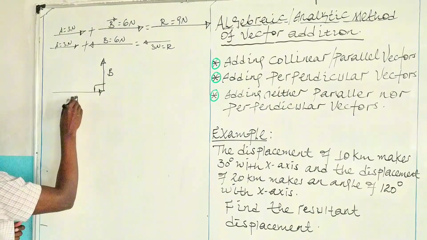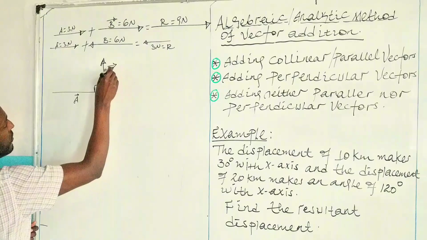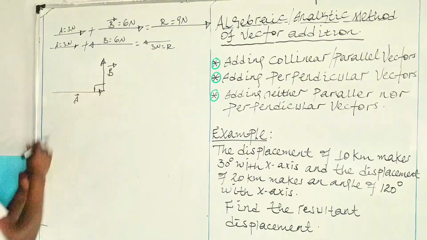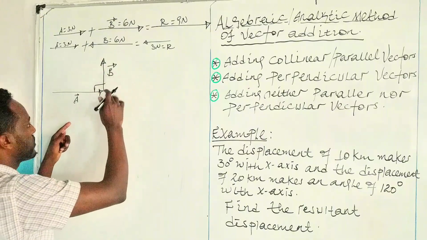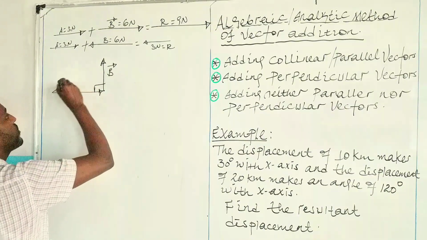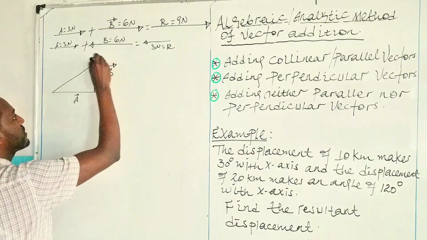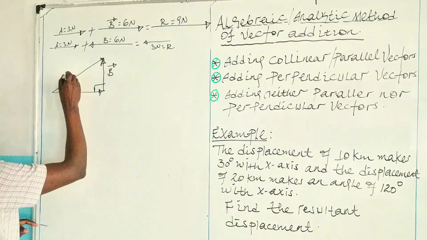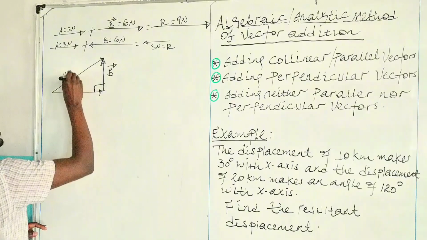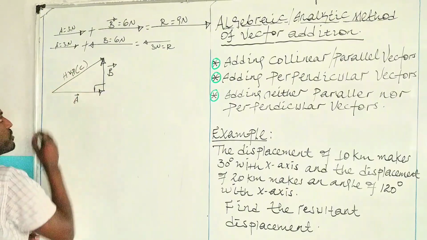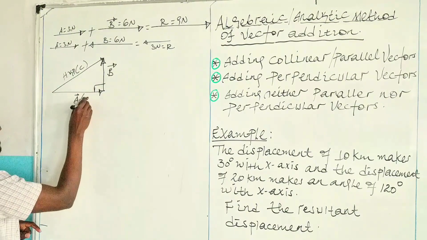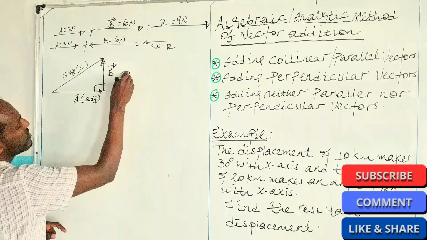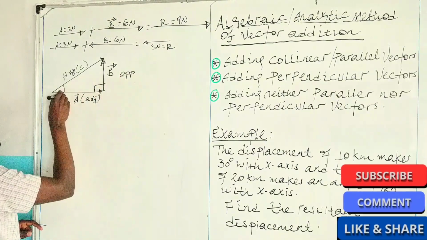This is vector A and this one is vector B. So the two vectors are acting at right angles with each other. The summation of the two vectors, or the resultant vector, is drawn from the tail of the first vector to the head of the second vector. So this one is the hypotenuse, or let's say C. This one is the adjacent side, and this one is the opposite side, if this is theta.